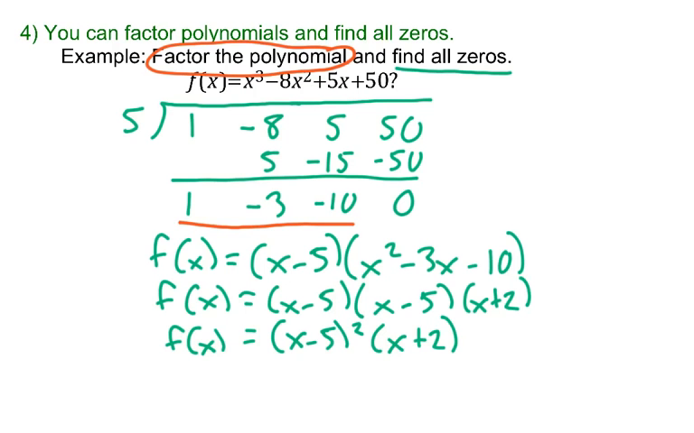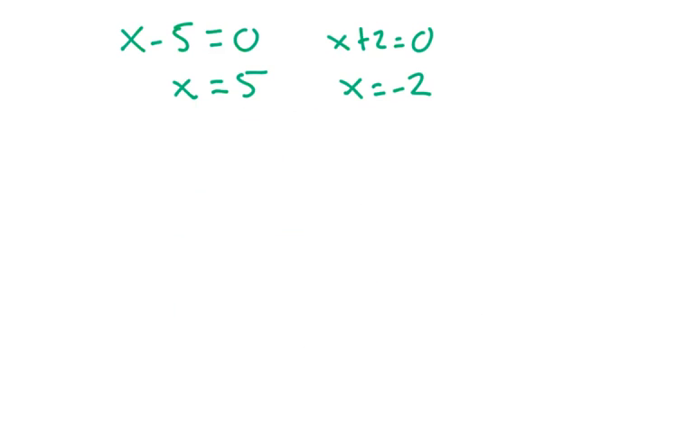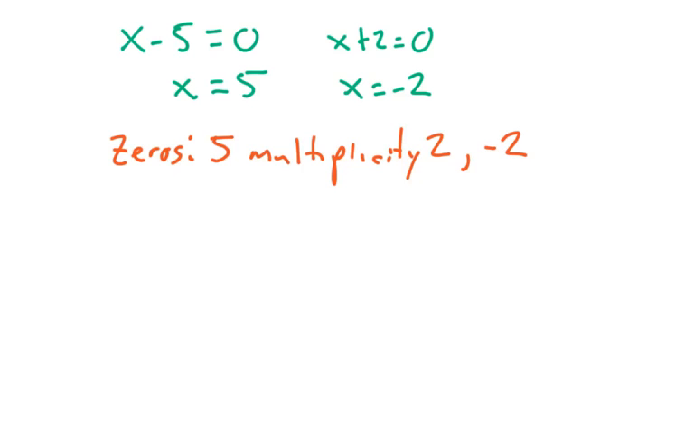But looking back at the previous page and seeing that the x minus 5 is squared, what this is really saying is that the zero that is 5 is duplicated. It appears twice. So if I were going to make a list of all the zeros, I might say that one of the zeros is 5 with a multiplicity of 2. Simply means that it repeats a second time, and the other zero is negative 2.